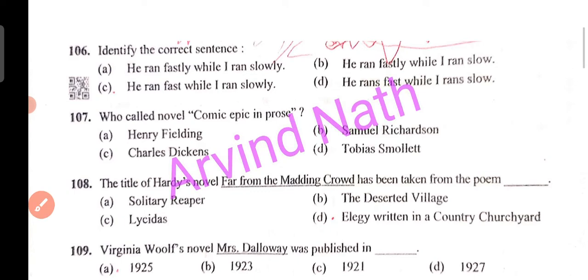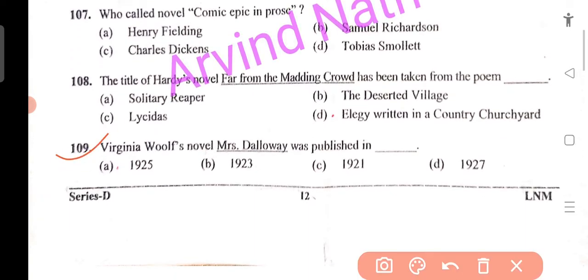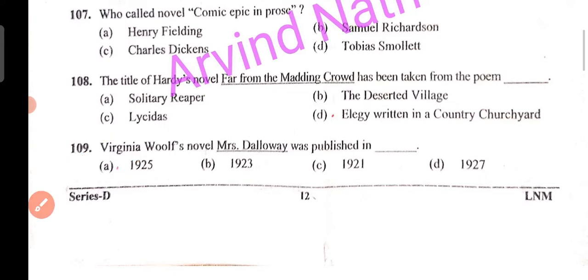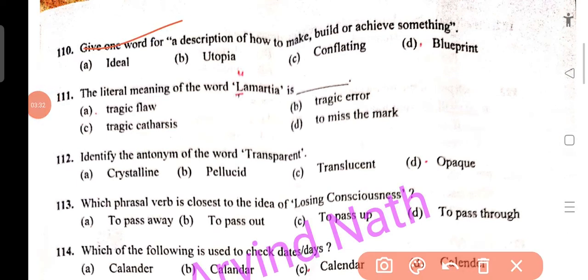Now question number 109: Virginia Woolf's novel Mrs. Dalloway was published in 1925. Now the next question: give one word for a description of how to make, build or achieve something. Its answer will be option D, blueprint.